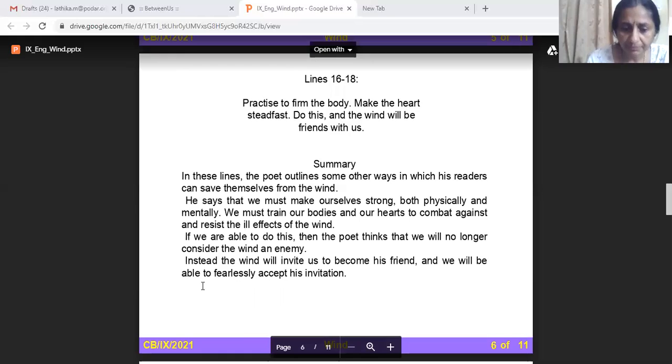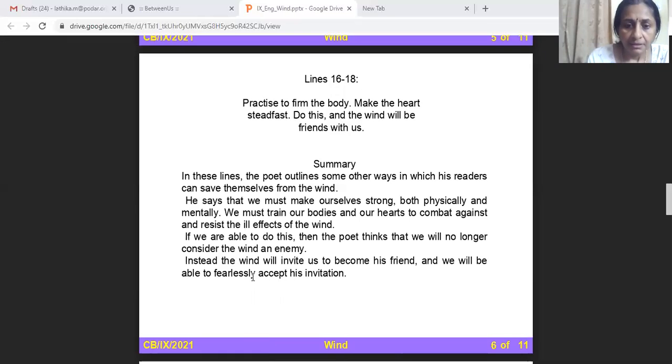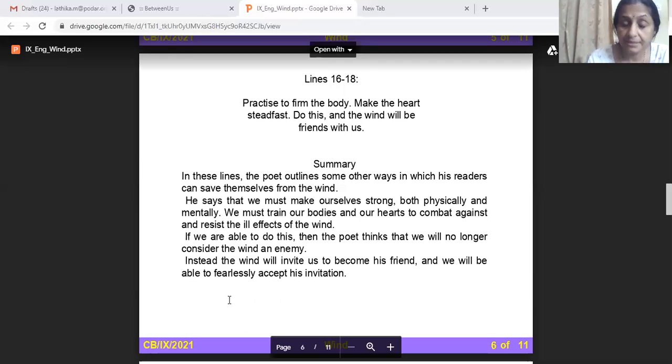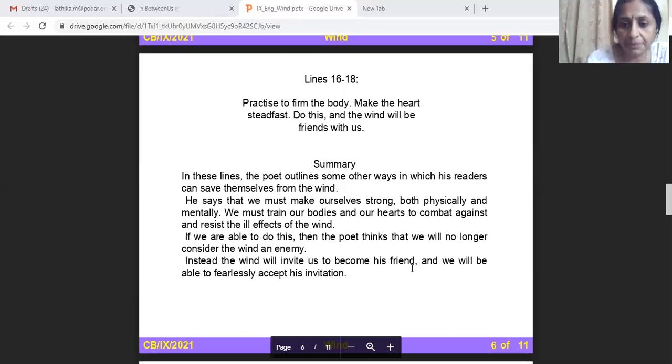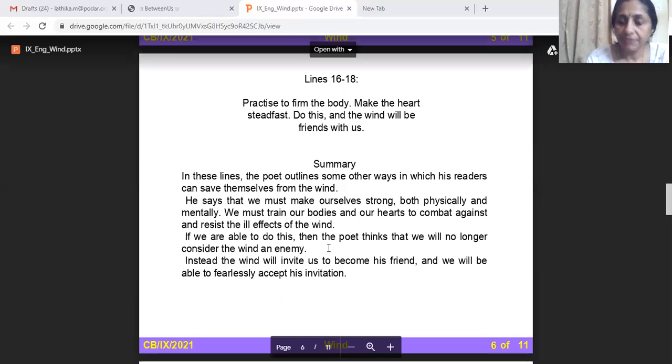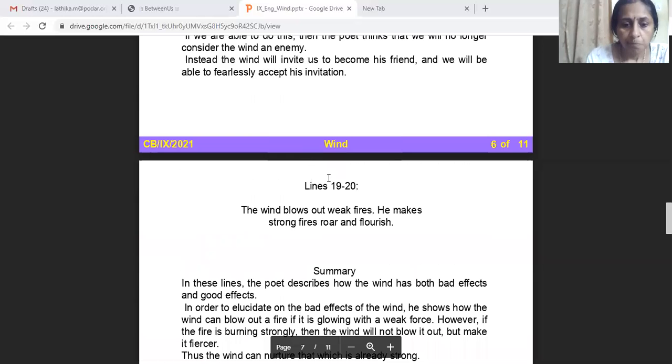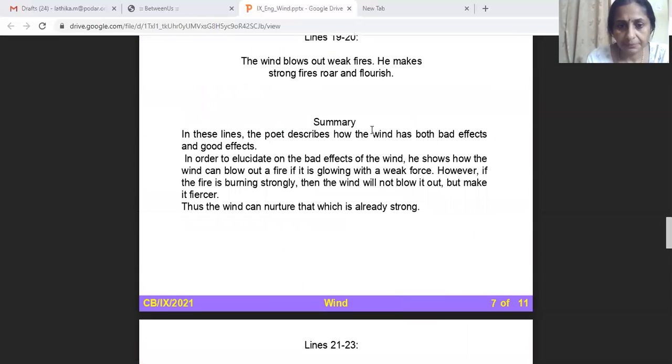enemy. Instead, the wind will invite us to become his friend, and we will be able to fearlessly accept his invitation. So we will be able to enjoy the wind if we take all these necessary precautions. Yes, this was already explained.